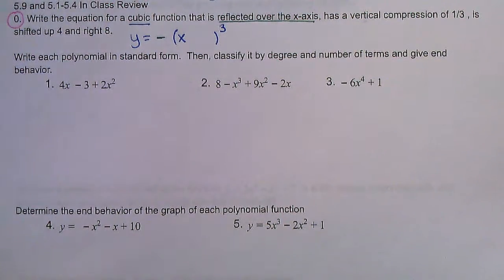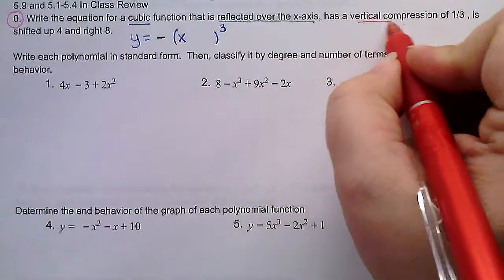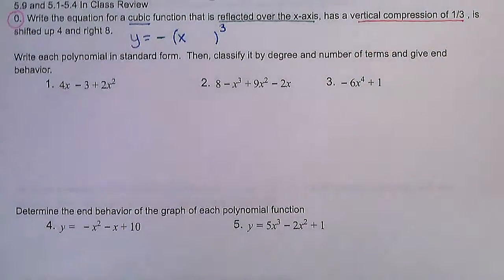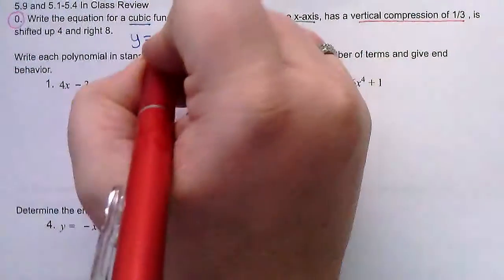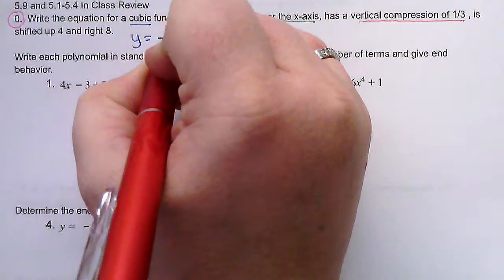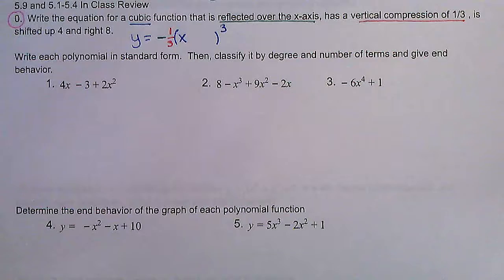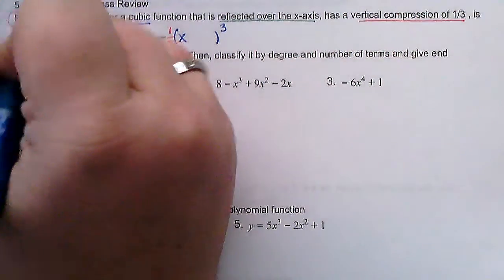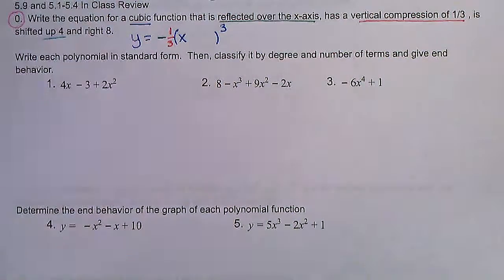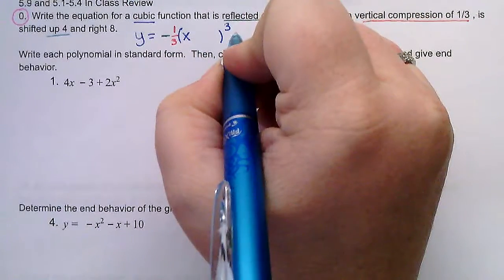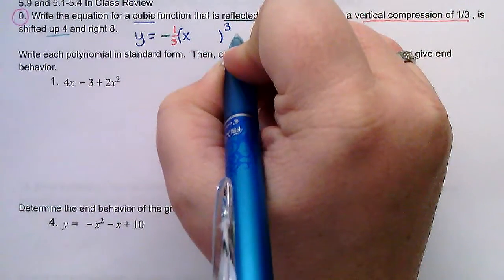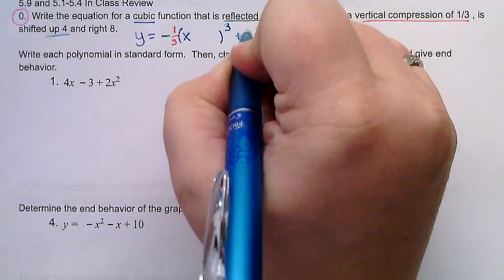Okay? Then it has a vertical compression of 1/3. Where does that go? In front of the parentheses, so I didn't leave much room there. 1/3, squish that in there. Okay, then it says it is also shifted up 4. Where does up 4 go? Inside the parentheses or after? After, and does it do what it says or does it do the opposite? Does what it says. Awesome.